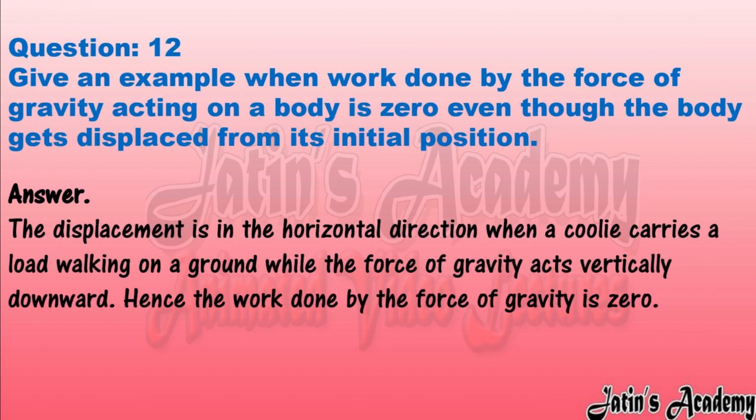Question 12. Give an example when work done by the force of gravity acting on a body is zero even though the body gets displaced from its initial position. Answer. The displacement is in the horizontal direction when a coolie carries a load walking on a ground while the force of gravity acts vertically downward. Hence, the work done by the force of gravity is zero.